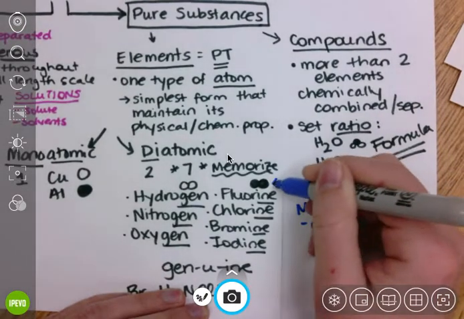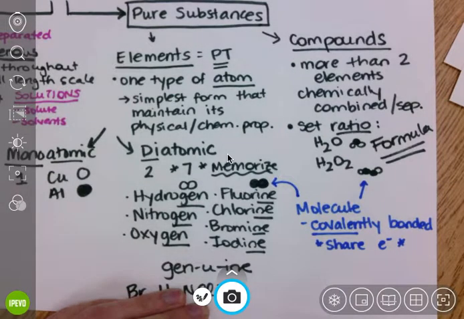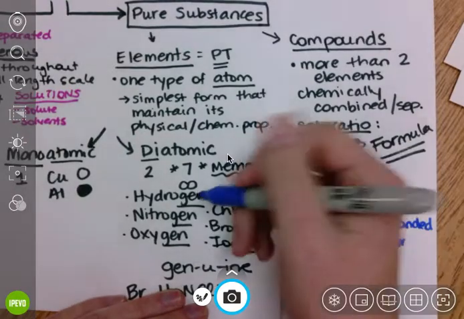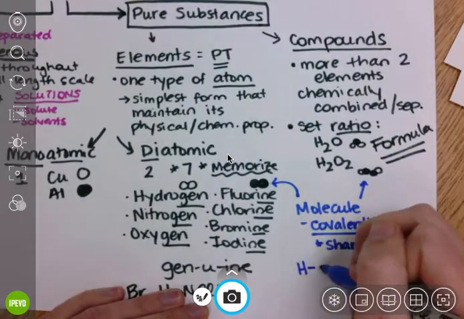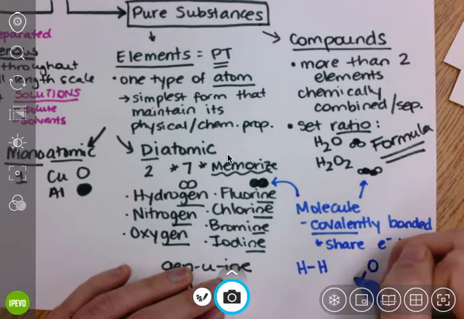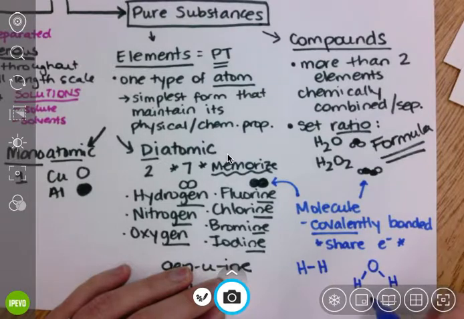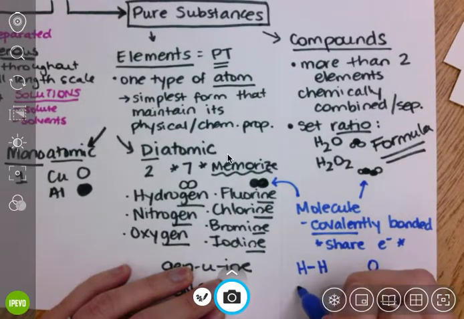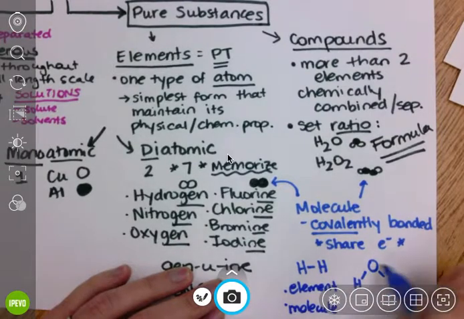But a molecule can also refer to a diatomic element. They are covalently bonded, right? Hydrogen would be an H bonded to another H. Water is an O, an oxygen bonded to two H's. So though they're both molecules, this one is the same element, right? So this is an element and a molecule, whereas water would be a compound and a molecule.